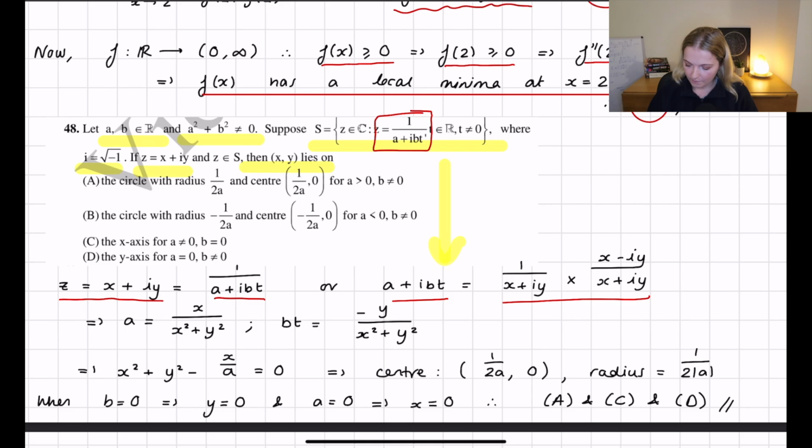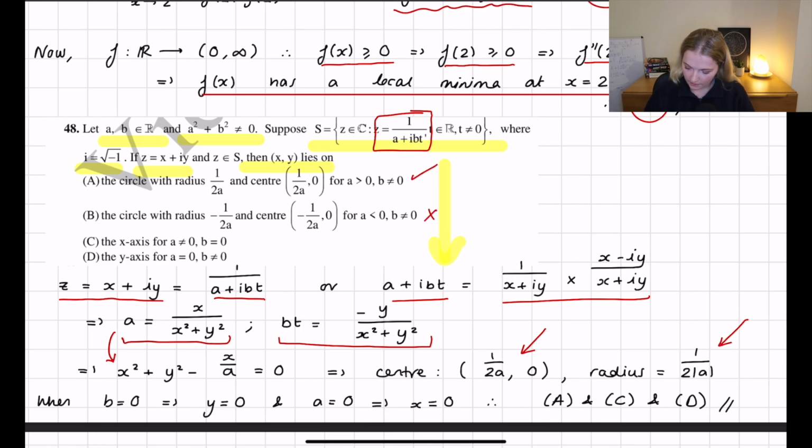Rationalise it using plus minus the complex number, and you can find that A is this value here and bt is this value here, and all you do from there is rearrange this to give you this value here, which means that the centre must have this value here, radius this value here. So we know that A is correct.